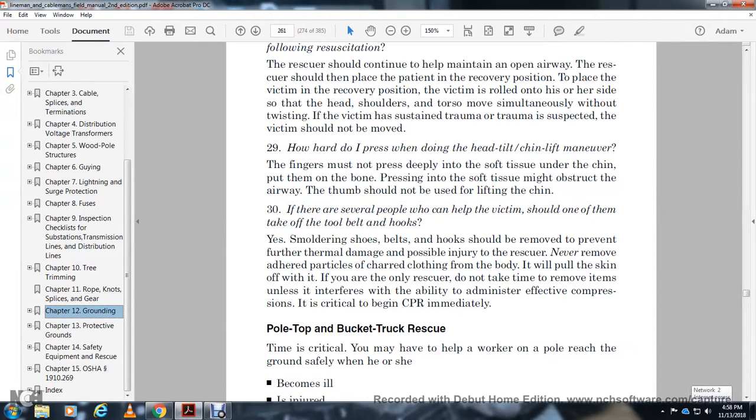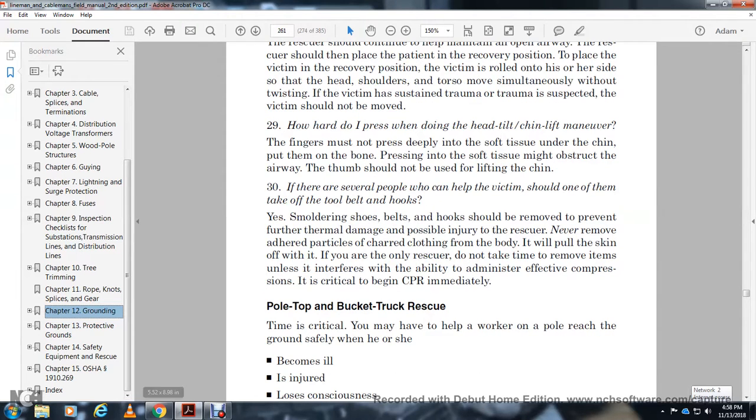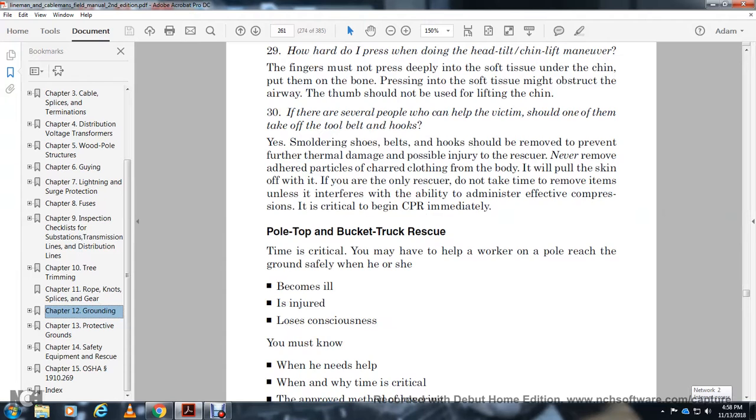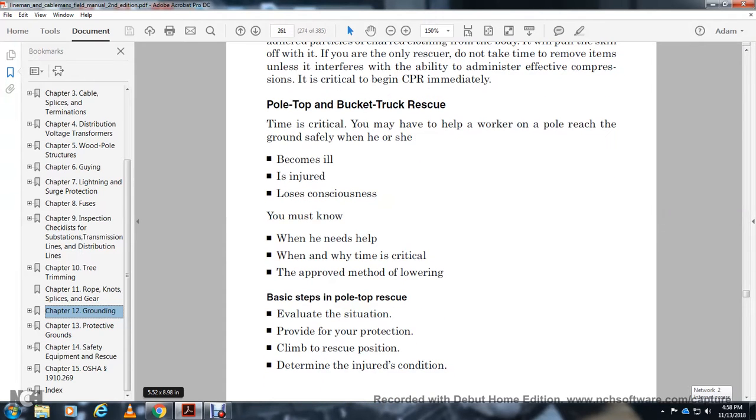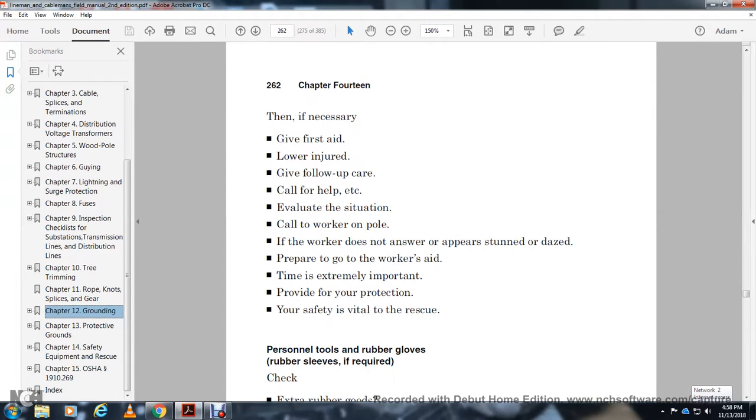Pole top rescue. Time is critical. You may have to help a worker on a pole reach the ground safely when he or she becomes ill or loses consciousness. You must know when, how, and why he needs help. The pole top rescue has basic steps: evaluate the situation, provide your protection, climb to the rescue position, determine the injured person's condition, then, if necessary, give first aid, lower the injured, and give follow-up care with help.